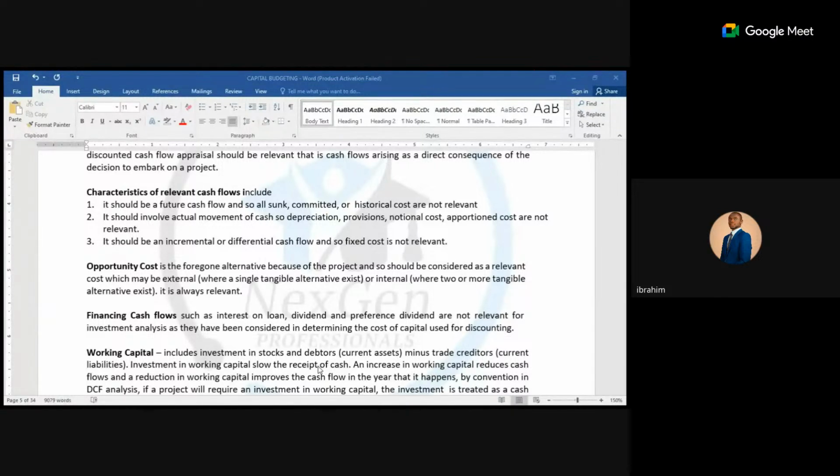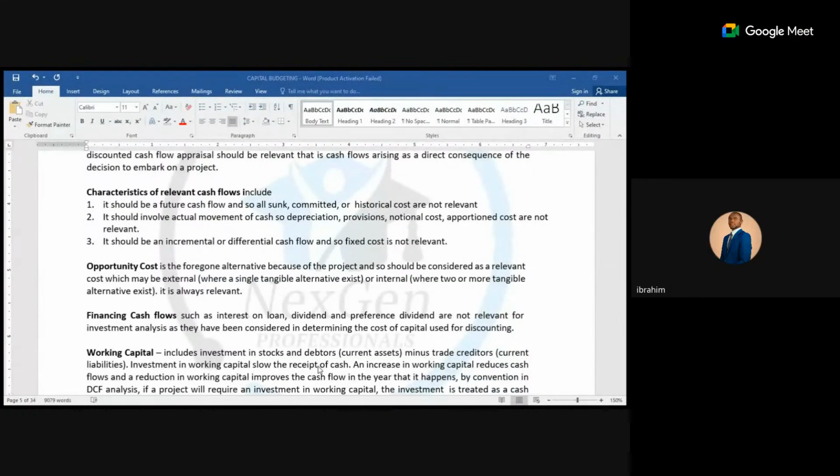Class, if you have to go back, we have to just quickly go back to relevant costing because we'll look at a question tonight on that, right? Now we need to go back to relevant costing.